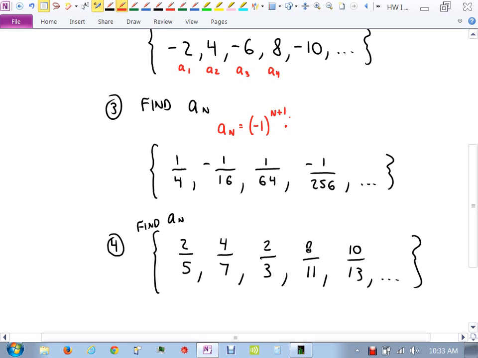So look at the numerators. Forget the alternating, okay? Don't look at the minus anymore. Just look at the numerators. What are all the numerators? Ones, right? So my formula needs to have a 1 up there. And then on the bottom, it's the same thing I just gave you a second ago. Aren't those all just powers of 4? So 4 to the n. That's it.